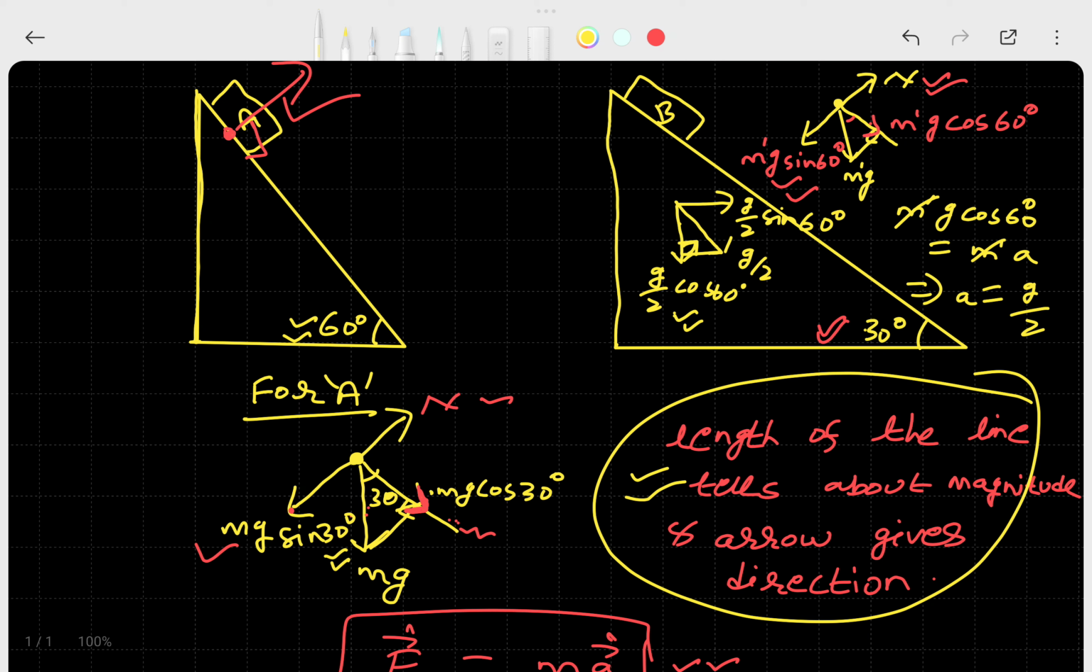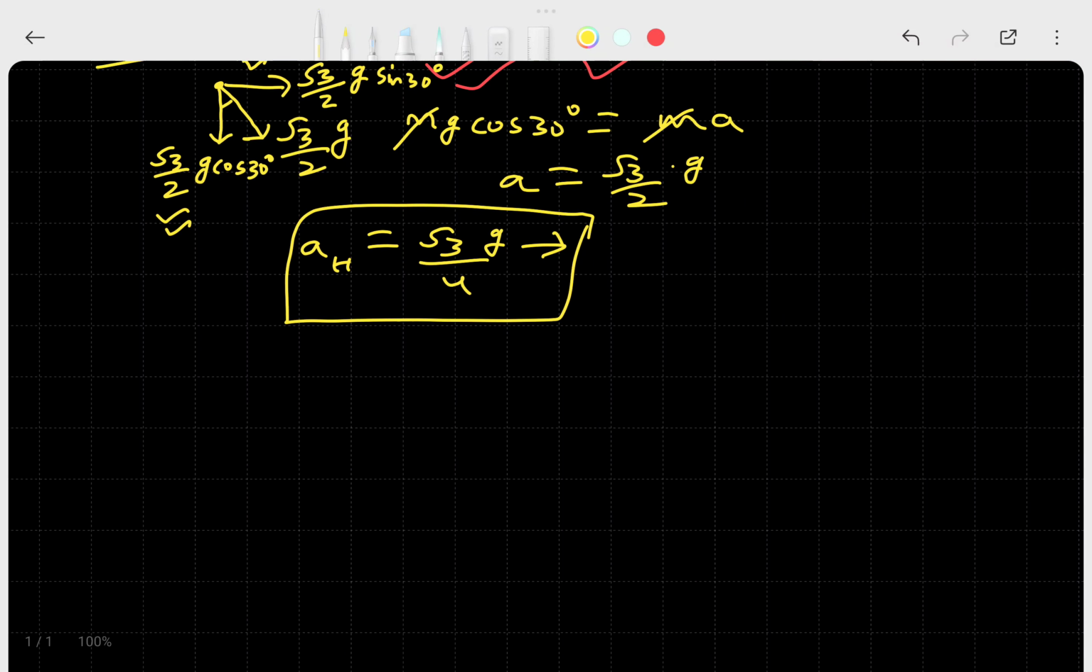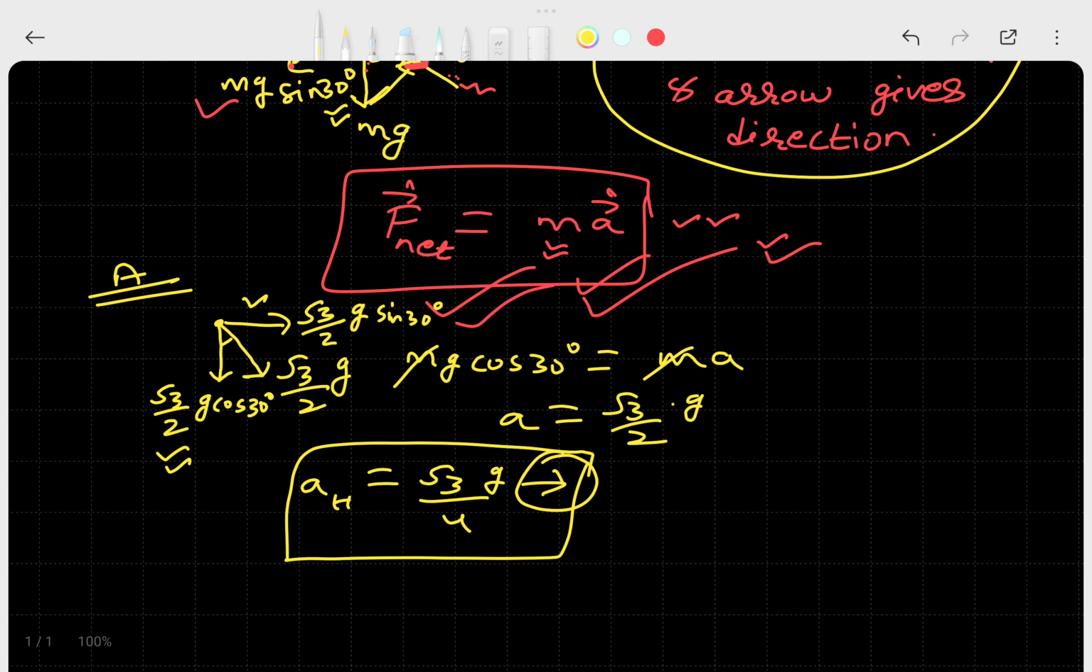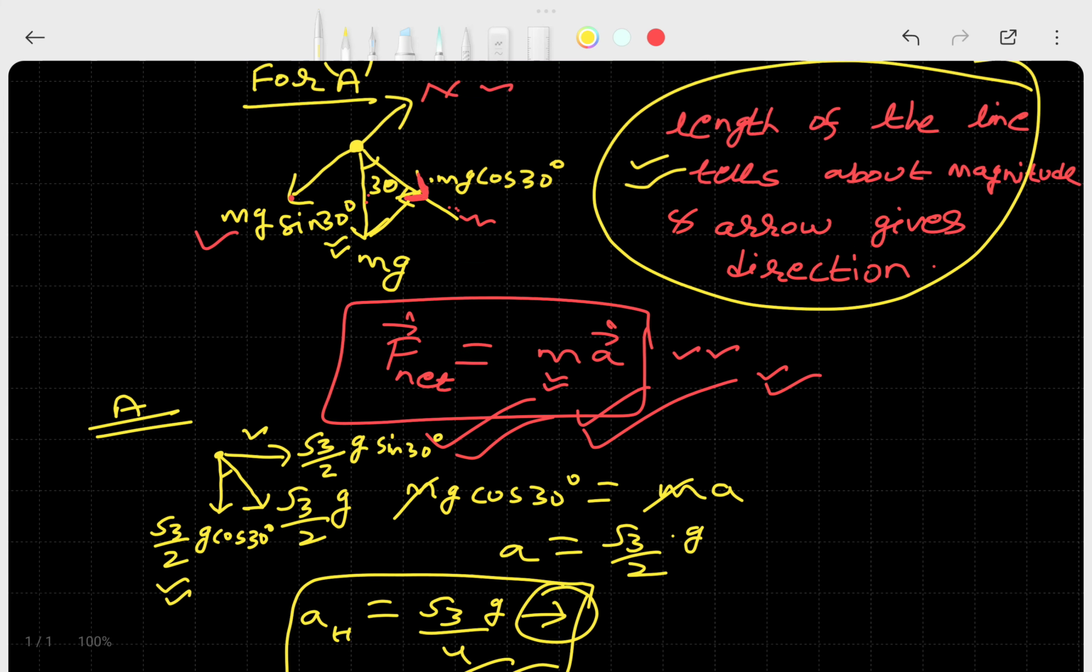Now what will be the value of g by 2 sin 60? I will write a dash H for block B, that will be g by 2 sin 60, that is g by 2 into root 3 by 2 in the right direction, that is equal to root 3 g by 4, in the right direction. So if you see carefully here, this is also in the right direction for B, and for A it is also in the right direction, and the magnitude is also the same.